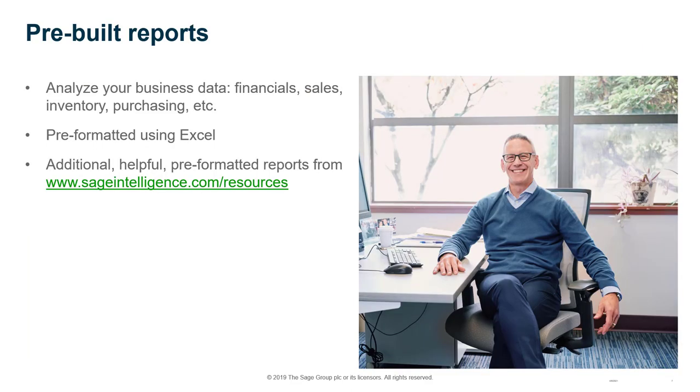Pre-built reports. Yes, Sage Intelligence comes with lots of pre-built reports. I'm going to show a few of them to you in just a few minutes. So these help you analyze your business data. We have reports, of course, financials, your basics: income statement, balance sheet, cash flow, trial balance, etc. But we also have pre-built reports on sales, inventory, purchasing, and there's others like project reports, so quite a few.